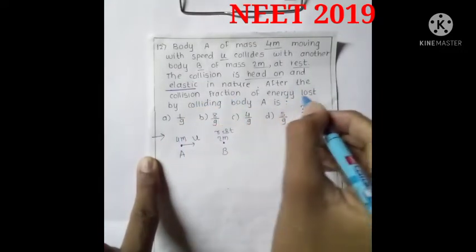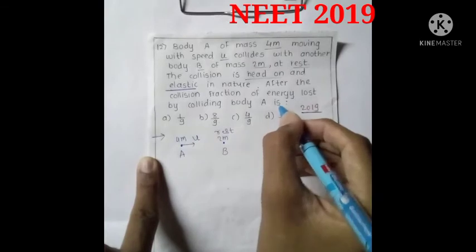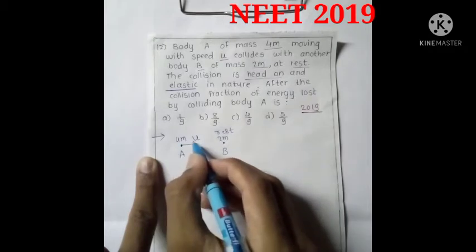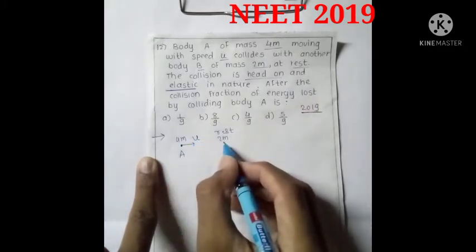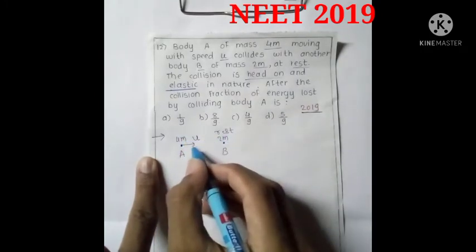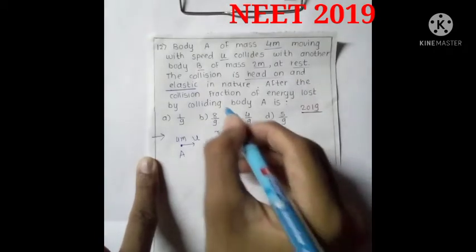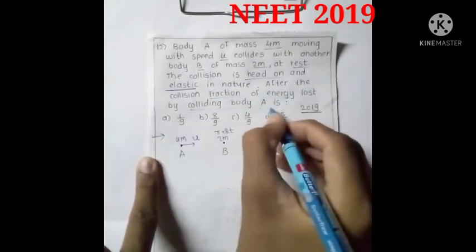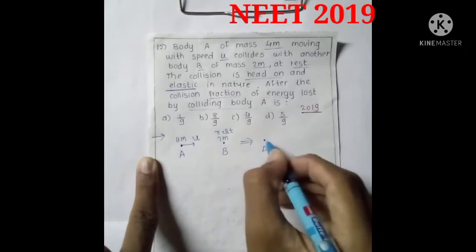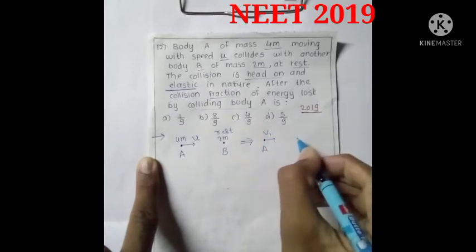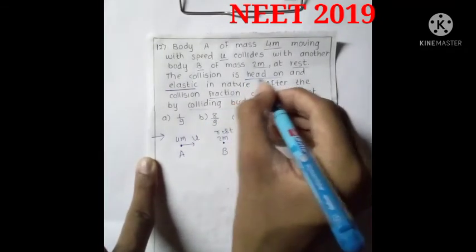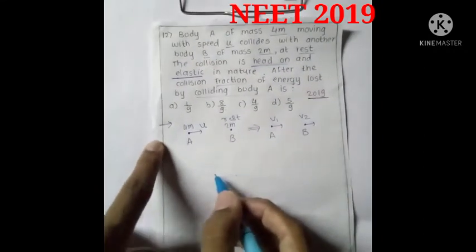After the collision, what fraction of energy is lost by colliding body A? So when this body A of mass 4m moving with velocity u collides with a body of mass 2m at rest, then its velocity will decrease and its energy will be lost. So we have to calculate what fraction of energy is lost by the colliding body A. So let after collision body A move with velocity v1 and body B move with velocity v2. In head-on elastic collision, we can apply formula of velocity.